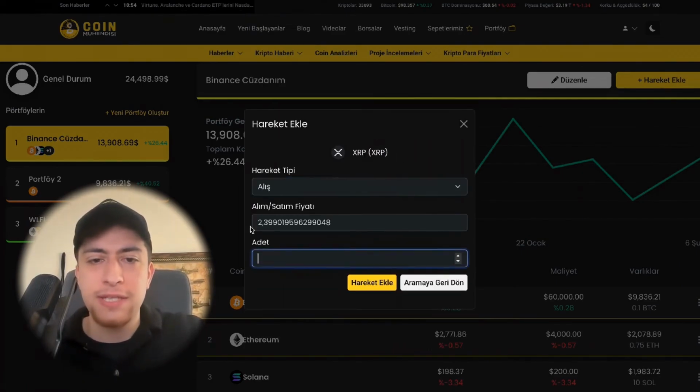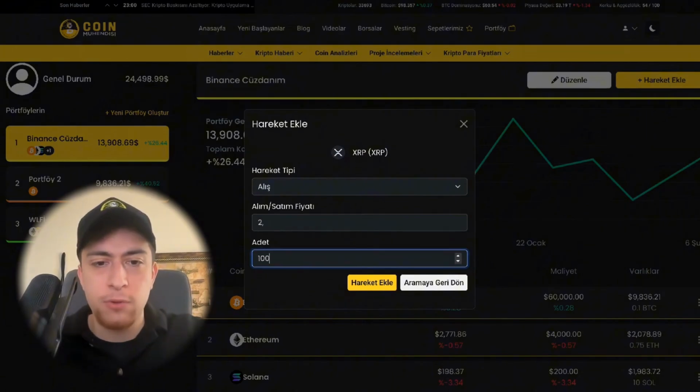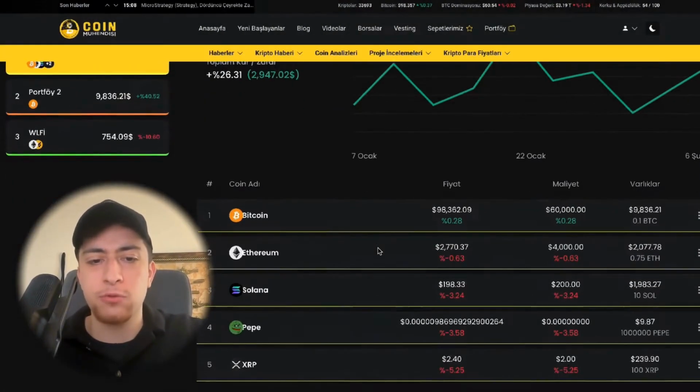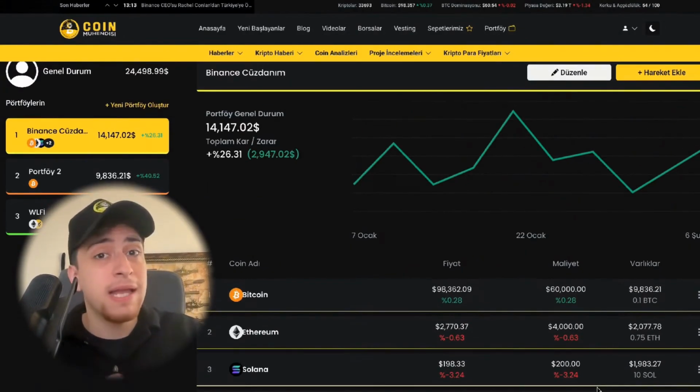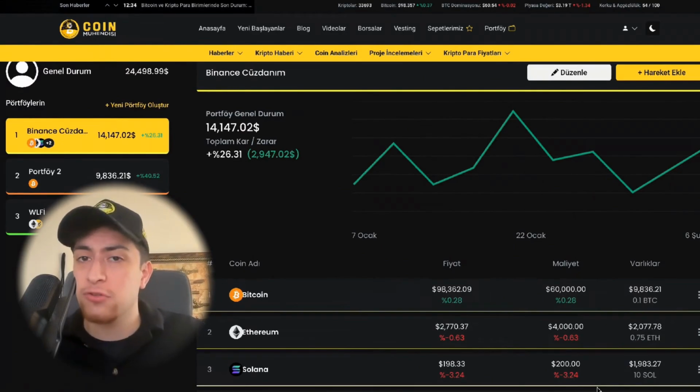For example, let's say we bought Ripple, $30. I bought 100 Ripples, so worth $200. When I say add movement, as you can see, my Ripple is immediately added. It's quite useful and simple. Being able to manage the basket is as important as creating it.